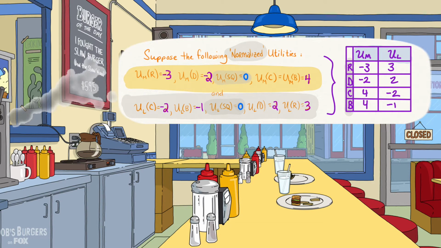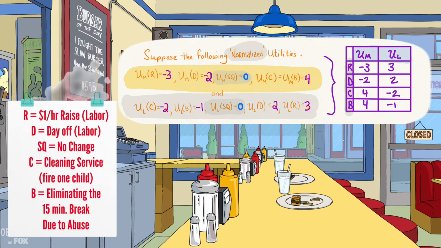So again, looking at the utilities a little more closely, here we see that management values a raise at -3, a day off valued at -2, status quo valued at 0, and the cleaning service option and eliminating a 15-minute break both coming in at a 4. Collecting the values for each, the management and the labor, as an ordered pair, we can create a set of coordinate points, which when we graph, we will find a solution within a region on this graph contained within the points.